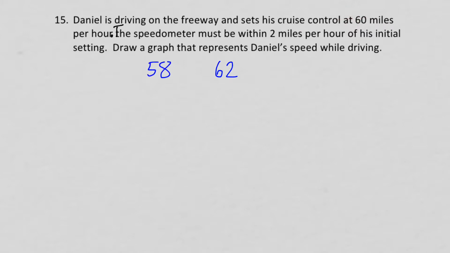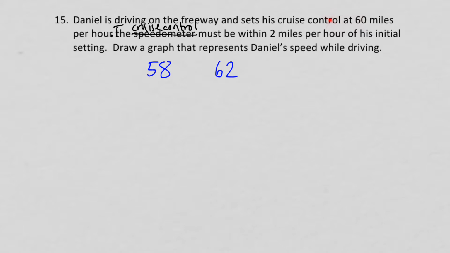By the way, it's not the speedometer. I just noticed that. What keeps your car going at the correct speed is the cruise control. Let's fix that. The speedometer only tells you how fast you're going. Cruise control is what keeps your car going at the same speed. So, again, since he sets it at 60 and it's within 2 miles, that means that it can go 2 miles above or 2 miles below.